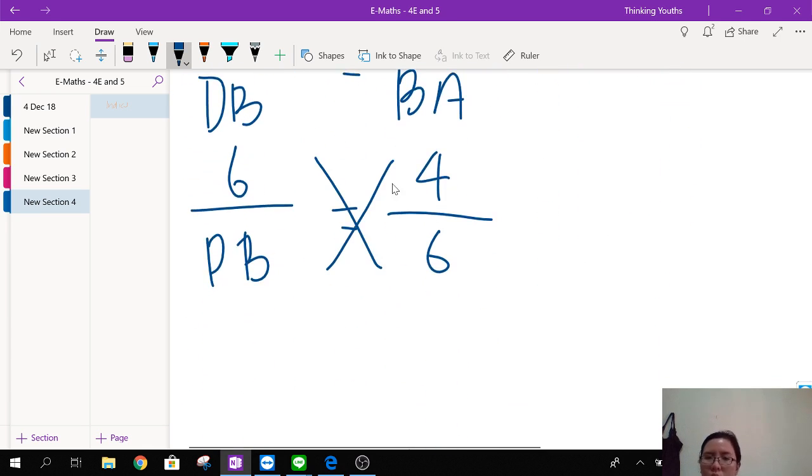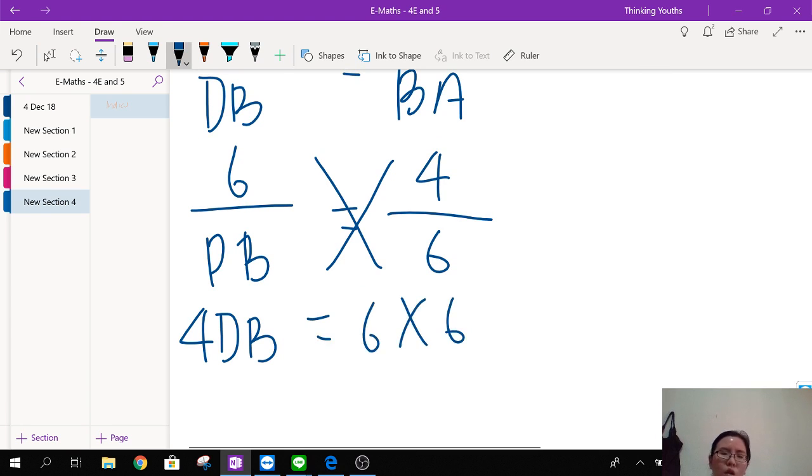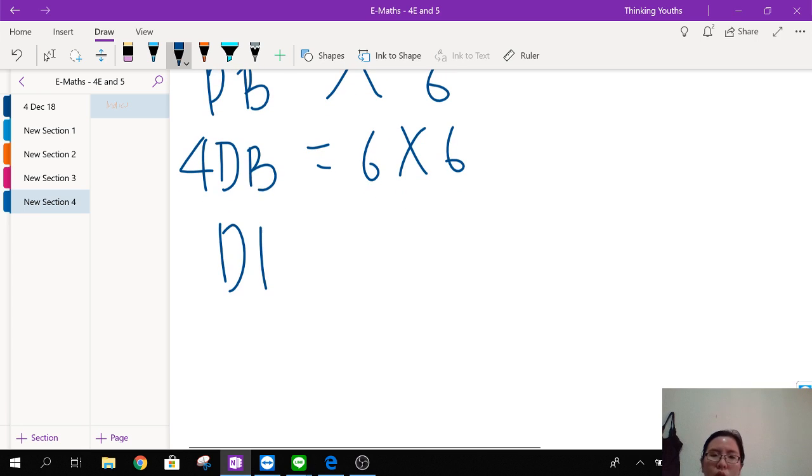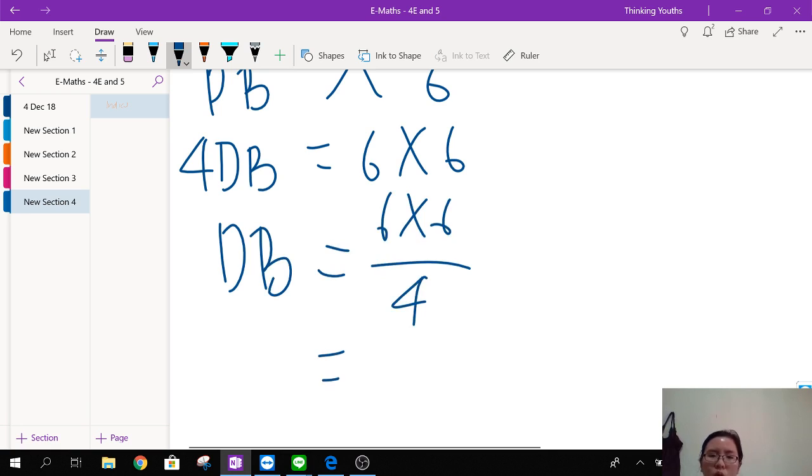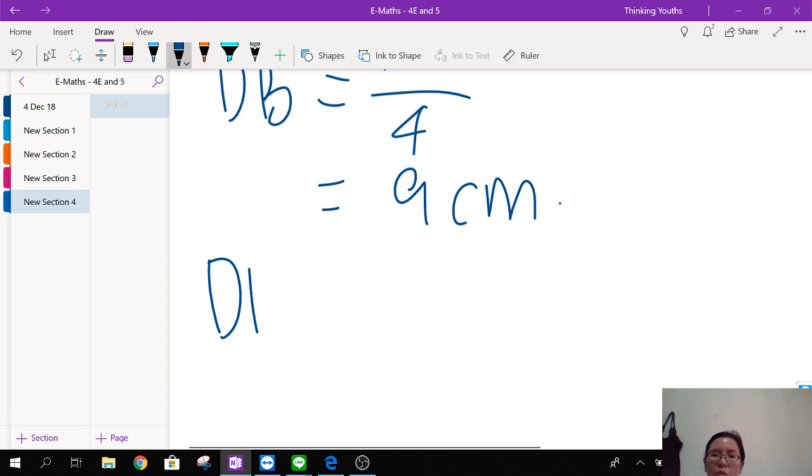So now we can cross multiply. 4DB equals to 6 multiplied by 6. So DB equals to 6 times 6 divided by 4. So 36 divided by 4 will give you 9 cm. So your DB equals to 9 cm.